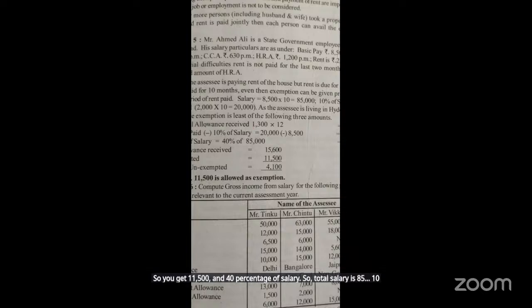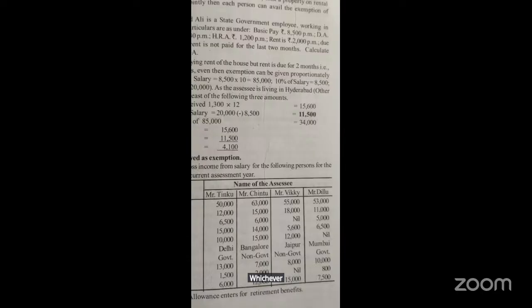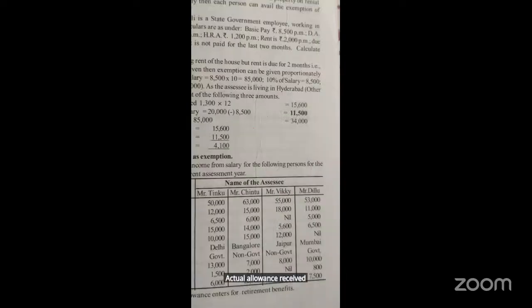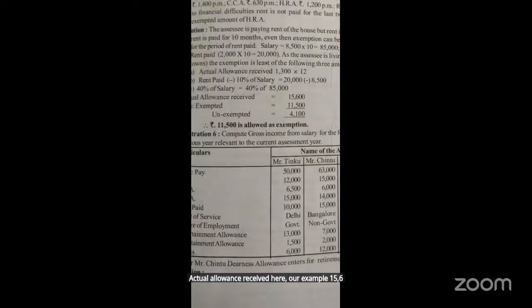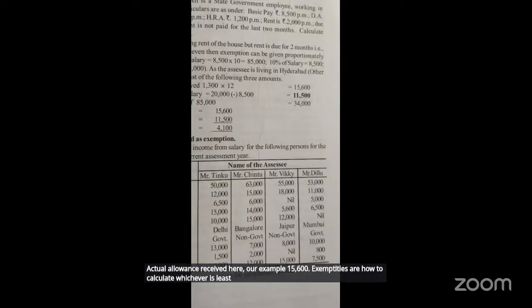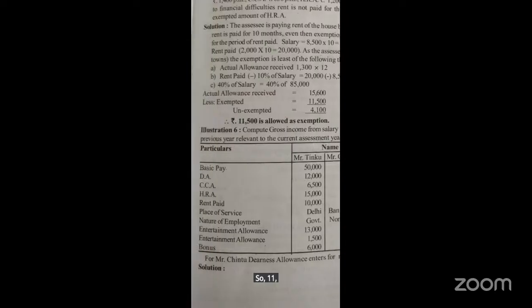So total salary for 10 months is 85,000 only. 40 percentage of salary means 34,000. Whichever is least, 11,500. So how to calculate this one is important. Actual allowance received here in our example is 15,600. Exempted is whichever is least. 11,500 is least now. So 11,500 is exempted, which means the exempted amount for HRA is 11,500.